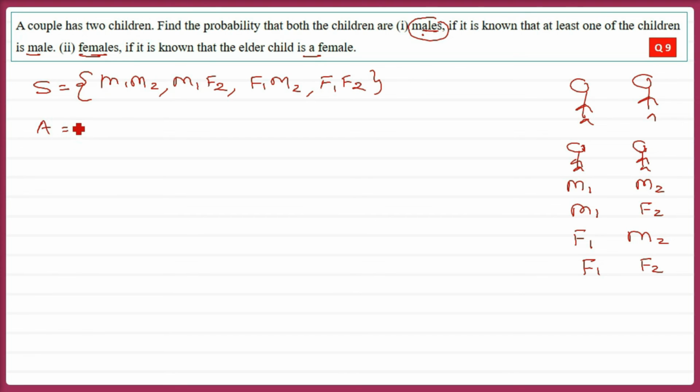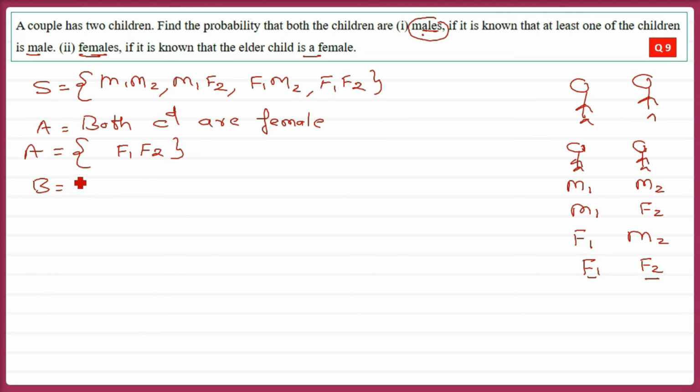Now, pertaining to this particular question, the first is A. Both the children are female. This is the set. You will wonder why I'm taking A as both children are female, and why I'm not starting with the probability that both the children are males. You'll just see now. A is both the children are female, that is F1, F2. That is the content of this set.